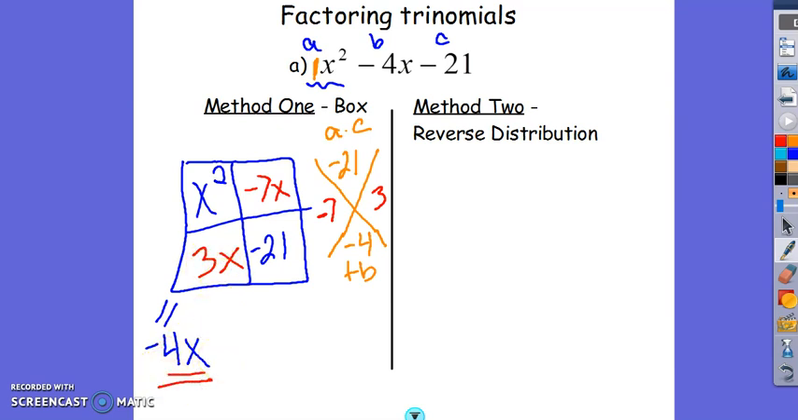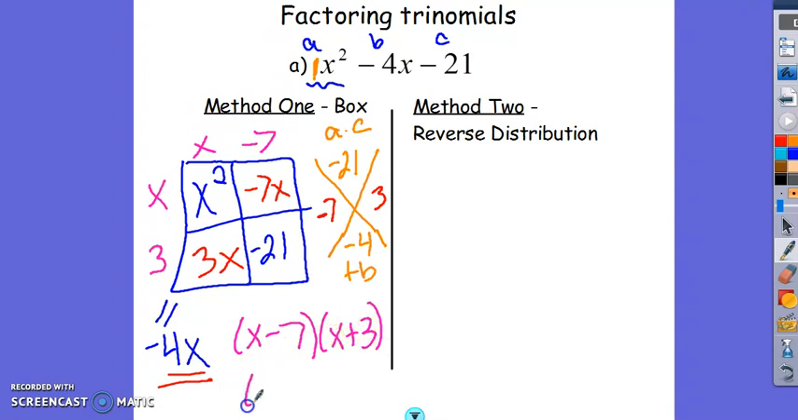Now the job is to figure out the outside of the box. The only way to get x squared is x times x. Then if you have an x here, you have to multiply it by negative 7 to get negative 7x. If you have an x here, you have to multiply it by 3 to get 3x. So then we filled out the outside of our box. That's our answer. These are called our factors: x minus 7 times x plus 3. It can be written in either order. You could write it as x plus 3 times x minus 7. Either order works. This is our answer though.